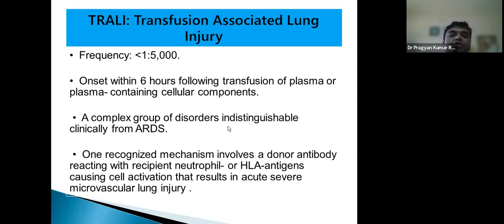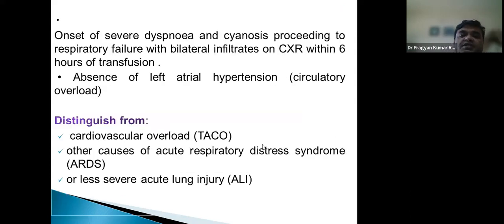A complex group of disorders clinically indistinguishable from ARDS, because after transfusion the patient will desaturate, lungs will look bad, X-ray will look bad. One recognized mechanism involves a donor antibody reacting with recipient neutrophil or HLA antigen, causing cell activation that results in acute severe lung injury. So the donor's antibody reacts with neutrophils. Onset of severe dyspnea and cyanosis, proceeding to respiratory failure with bilateral infiltrates on chest X-ray within 6 hours of transfusion.